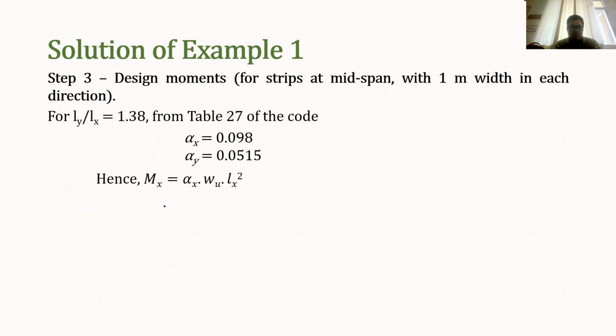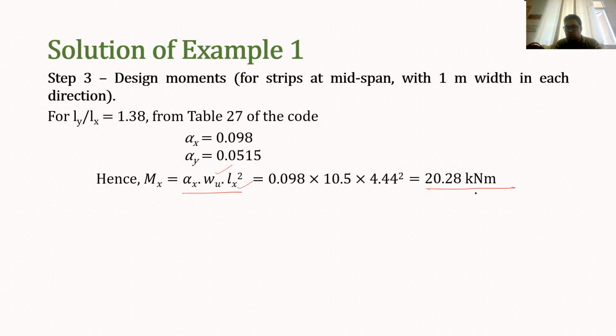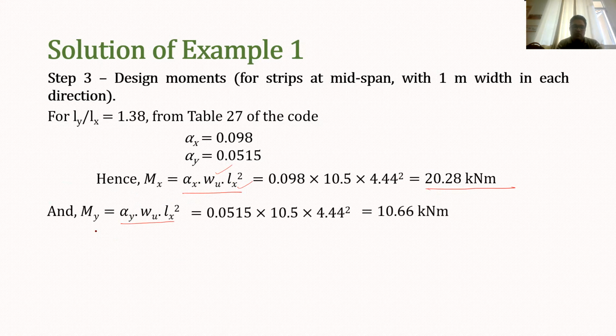Now putting this value in the formula of mx and my. Now mx, which is the bending moment along the shorter direction, is given by this formula alpha x wu into Lx squared. Lx is the effective span, wu is the factored load, alpha x is the bending moment coefficient for the x direction. So putting all the values, we get the value of mx as 20.28 kilonewton meter. Similarly for my, we have the formula with alpha y coefficient. So here again putting the value, we get the value of my as 10.66 kilonewton meter.